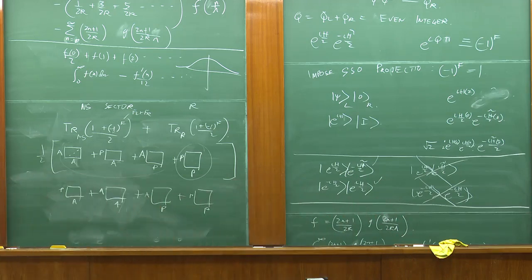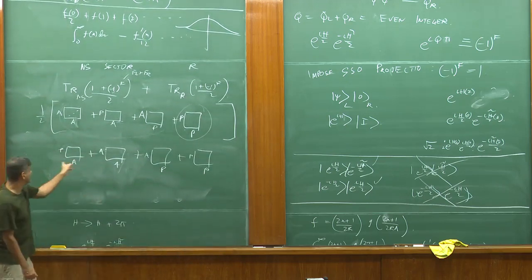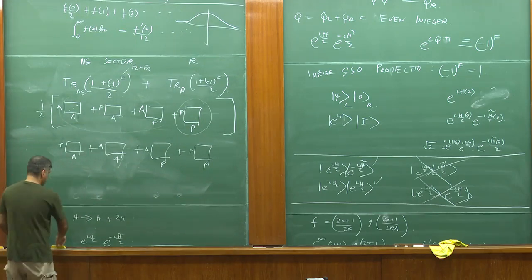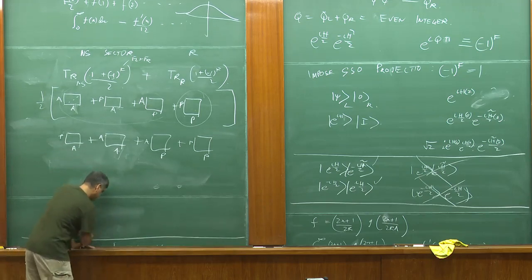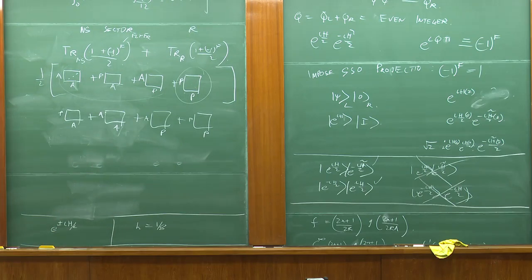Right. Now, the last thing I wanted to do was to work out the formulas for these diagrams. And these formulas are very easy to work out, because each of them has a very simple Hilbert space interpretation.